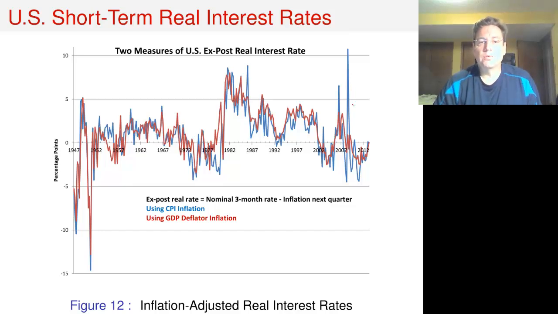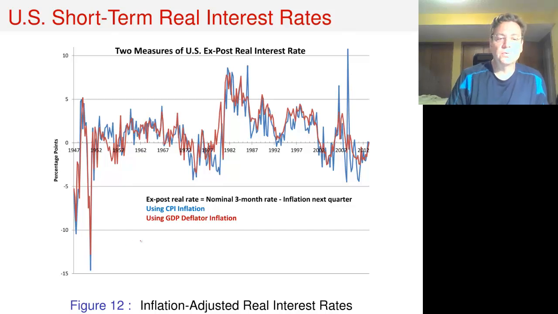There are two different measures of a short-term interest rate. And short-term means in this context that it's 1 quarter. These are 1 quarter interest rates. Now, how are we computing this? Well, the real interest rate in quarter T is just equal to the nominal interest rate in quarter T minus the inflation rate between T and T plus 1.